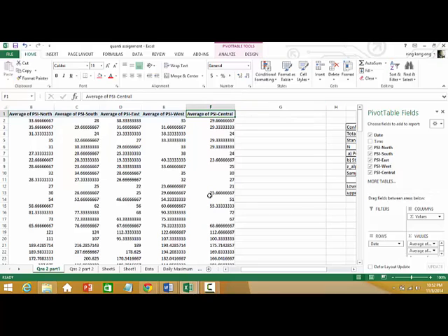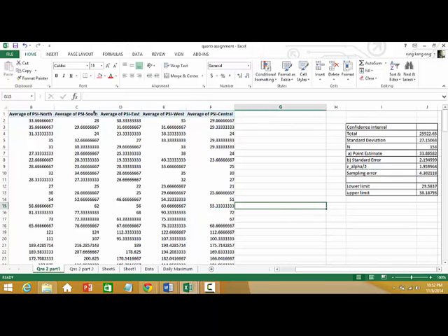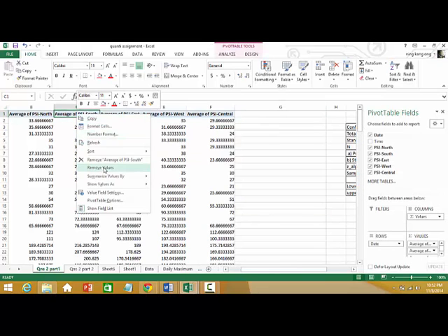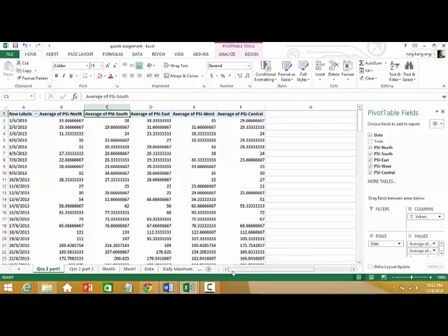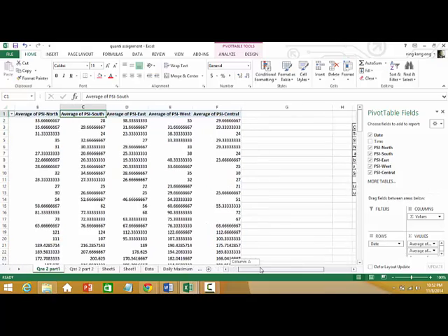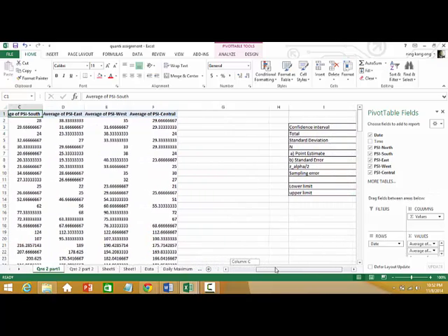For question 2, they want to find the average of the 5 months. So I just have to click the date and plot it against all the other regions. And I also have to change the summarized values from count to average, and it will show the average values per day. So having this data, I can calculate the confidence interval.